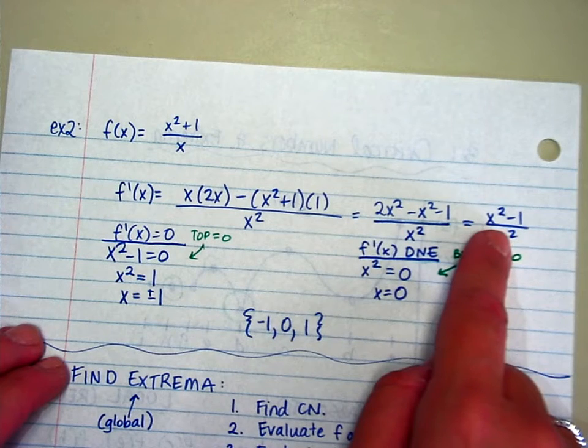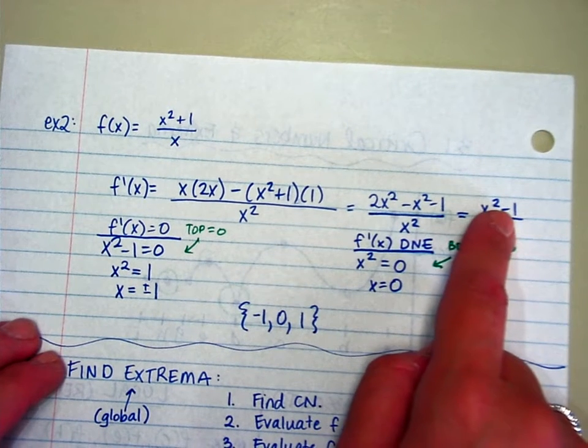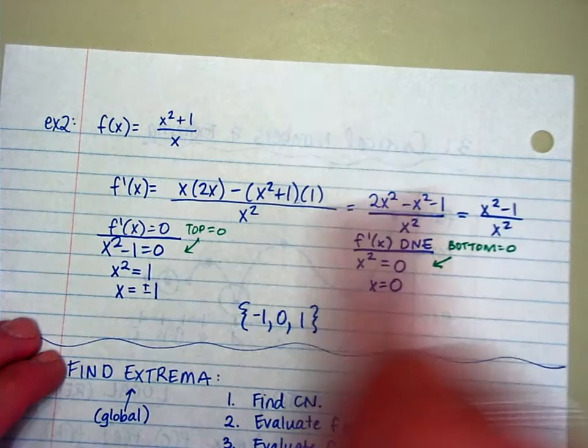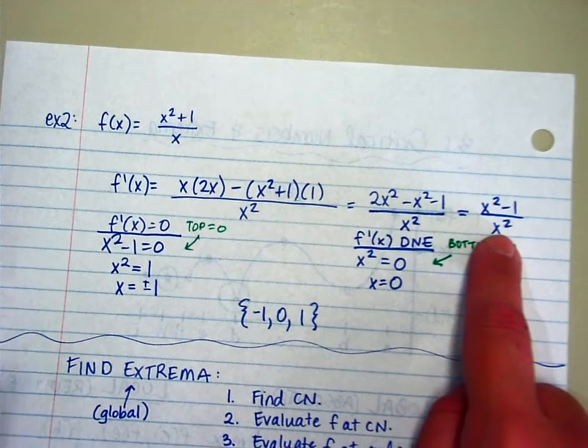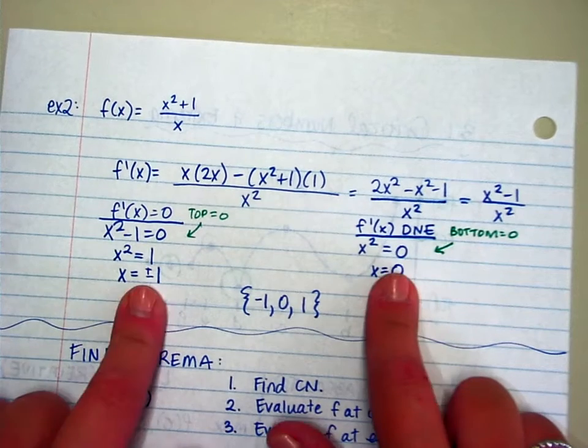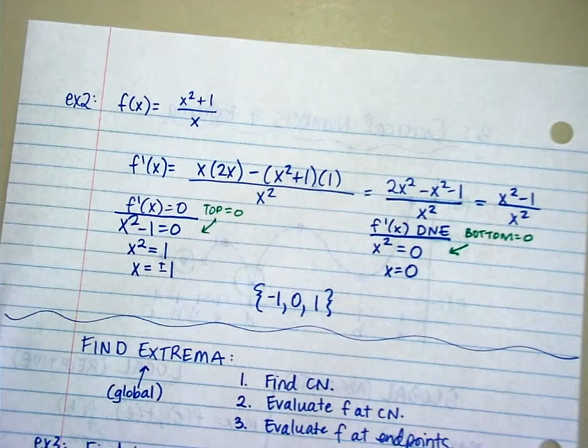So to find places where the derivative equals 0, I take the numerator of the simplified derivative, set that equal to 0. I take the simplified denominator and put that equal to 0, and you'll notice I get 3 critical numbers from that work there. The next and second thing that we did was finding extrema.